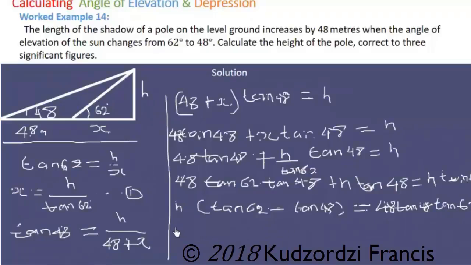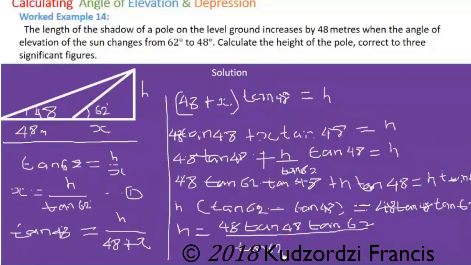So we divide both sides to obtain h is equal to 48 tan 48 tan 62 all over tan 62 minus tan 48. And this will give us 130 meters. That is 130 to the nearest whole number.